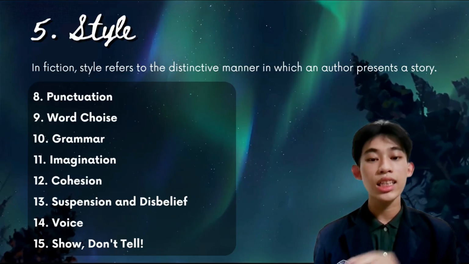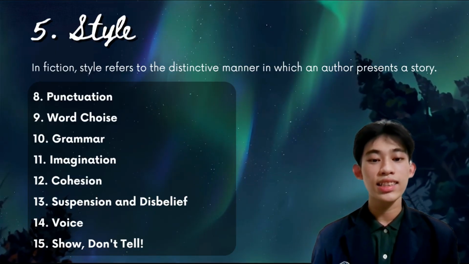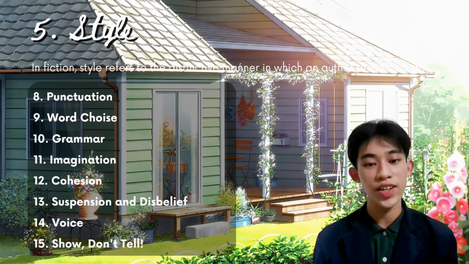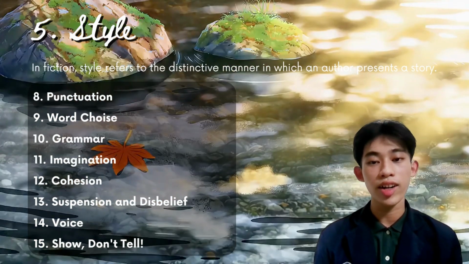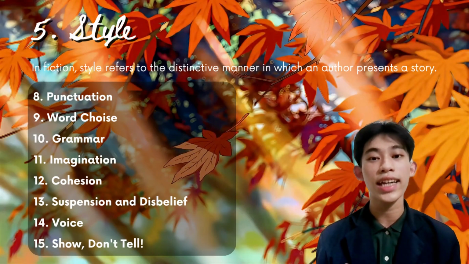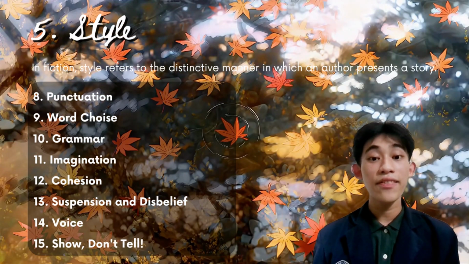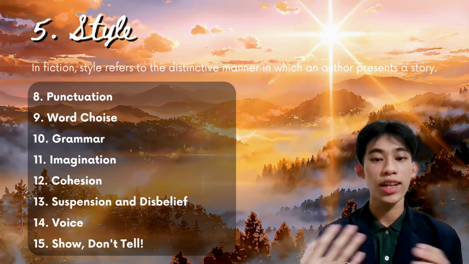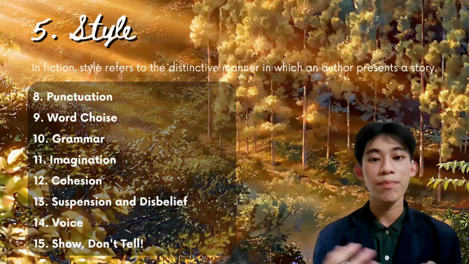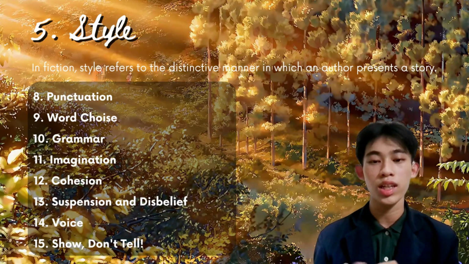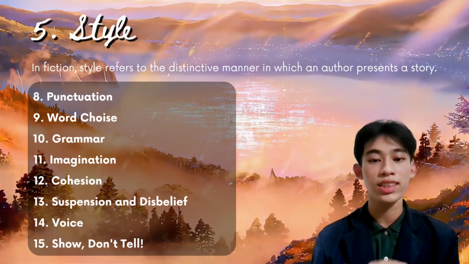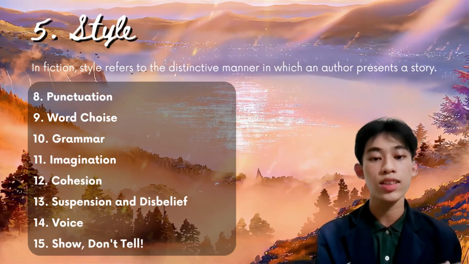And then suspension of disbelief. It is the reader's willingness to temporarily accept elements of a story as credible, even if they appear unrealistic like magic or talking animals. And then voice is about how actions are described. Active voice is when the subject does the action, for example, the cat chased the mouse. And passive voice is when the subject receives the action.